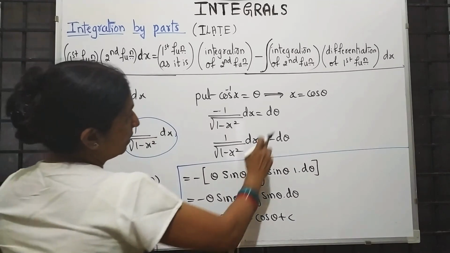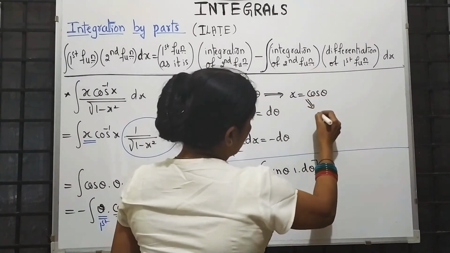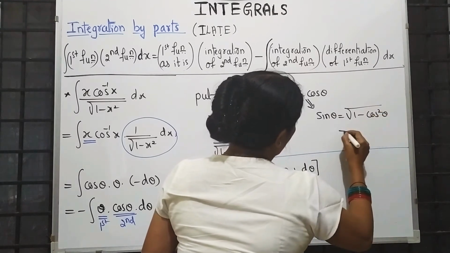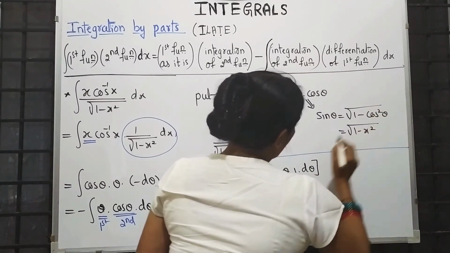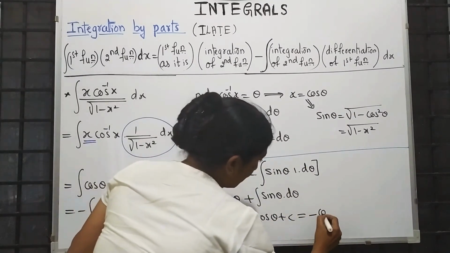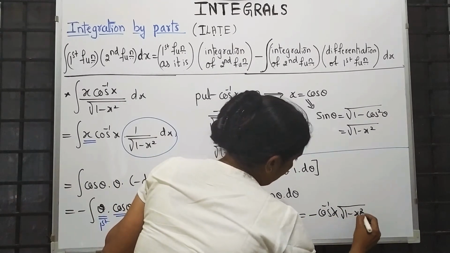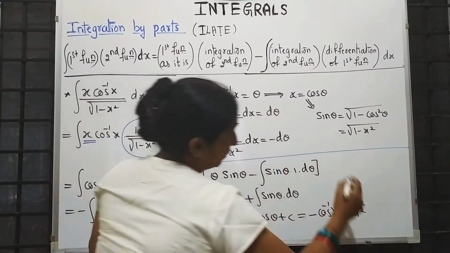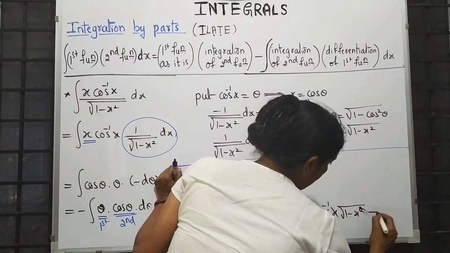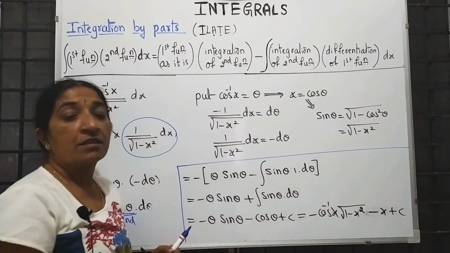See here, theta is cos inverse x. Sin theta is root of 1 minus cos square theta, that is root of 1 minus x square. Then your final answer is minus theta, which is cos inverse x, sin theta is root of 1 minus x square, minus cos theta, cos theta is x, plus c. And remember that the minus is outside, it is not under the root. Plus c. This is the second homework question.